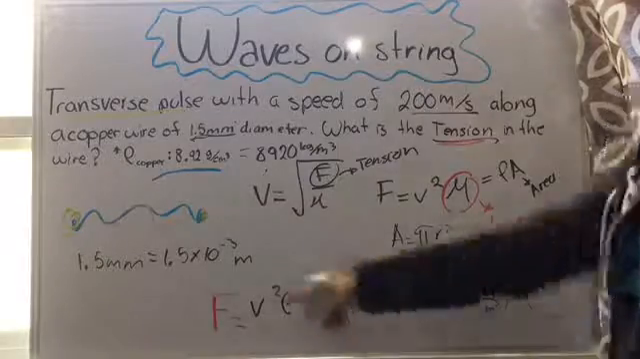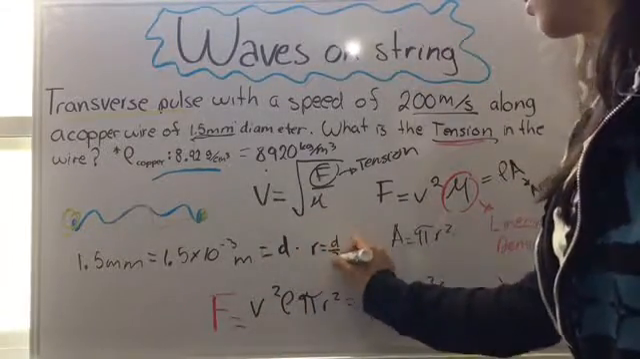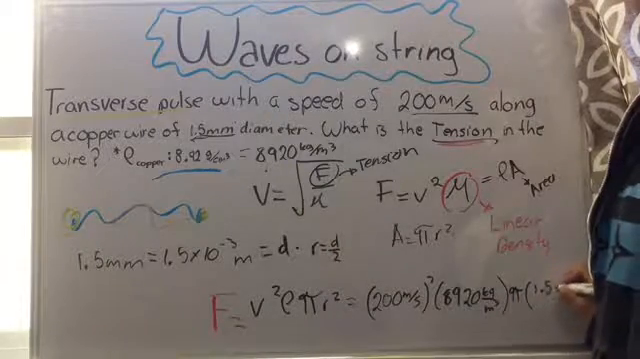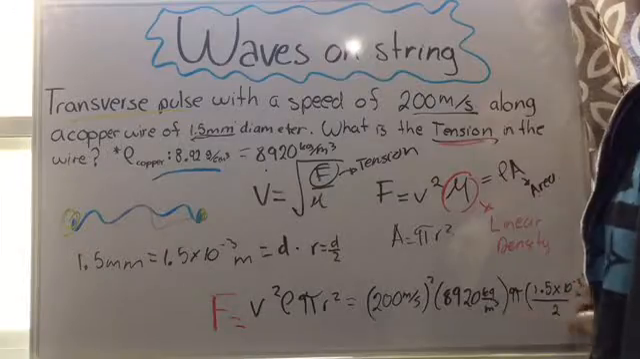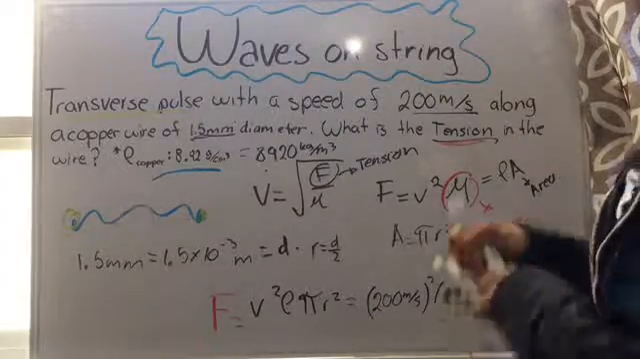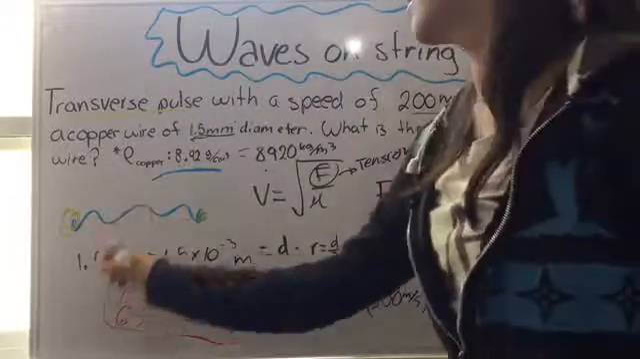And remember that they are giving you the diameter, so you have to divide this by two, because the radius is half of the diameter. And that will give us the force of the tension of 630.5 newtons.